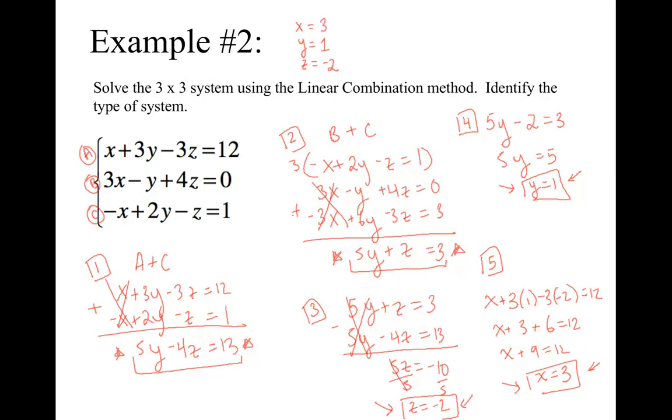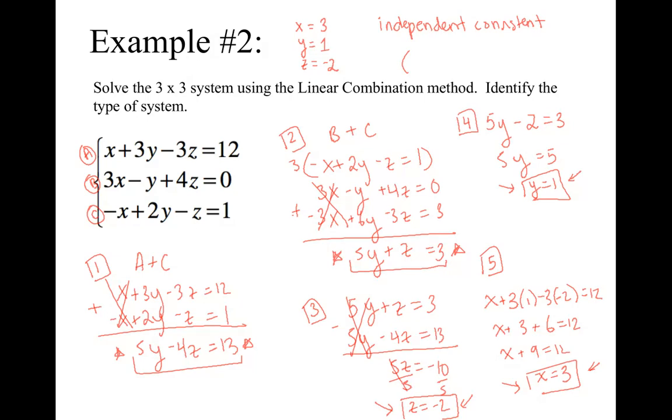So I have a unique solution. I have a point where these three planes intersect. So this is independent, consistent. Like there is a point that these three intersect at. A single point.